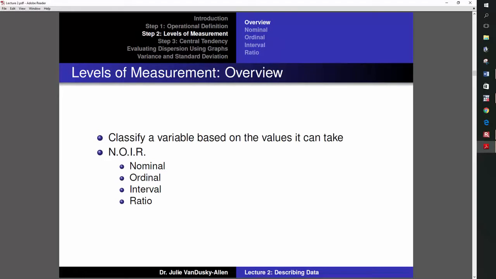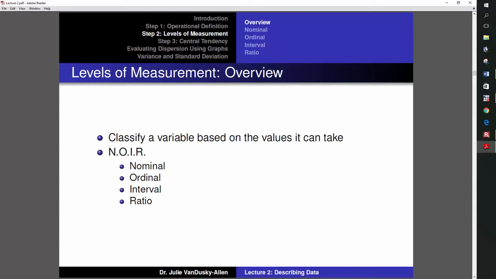After you have described your variable's operational definition, the next step in describing your variable is identifying its level of measurement. The level of measurement tells you a lot about the meaning of the values that your variable takes. Based on what values your variable can take, your variable is either a nominal level variable, ordinal level variable, interval level variable, or ratio level variable.